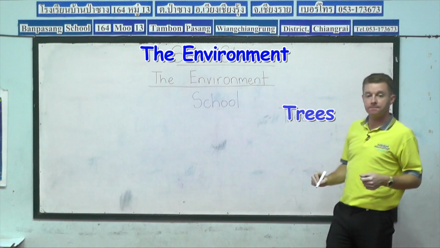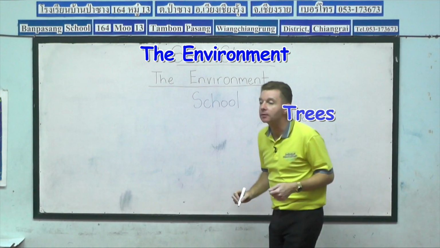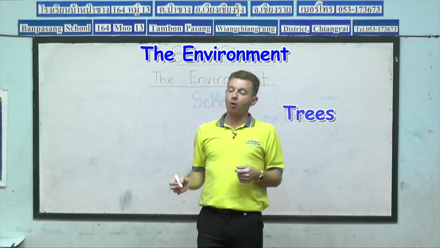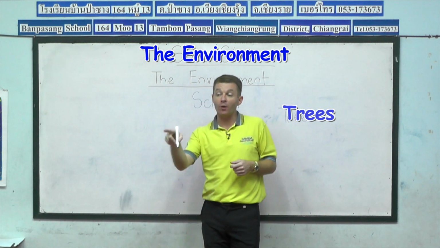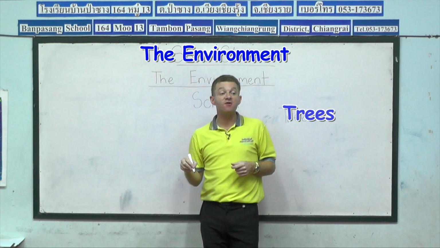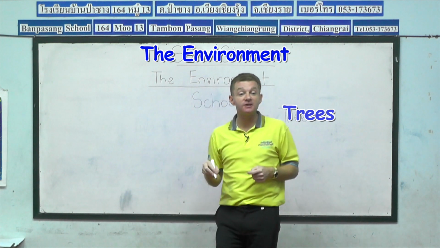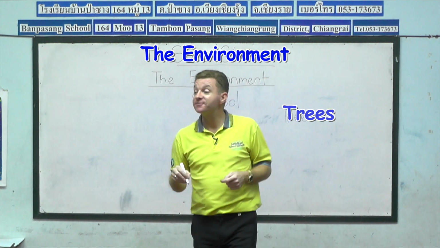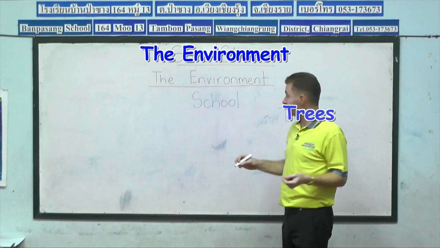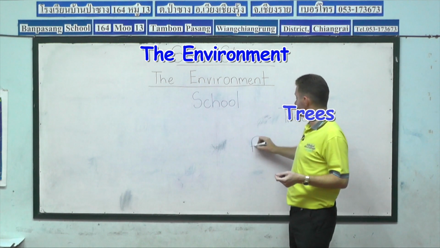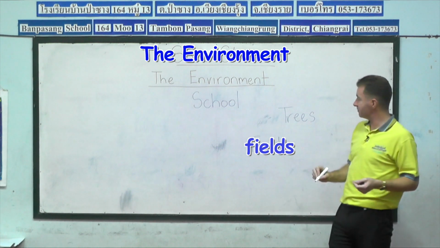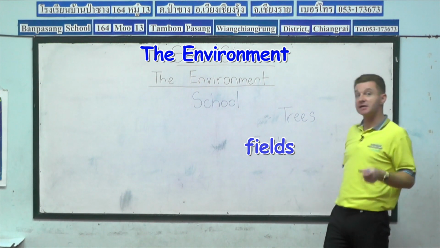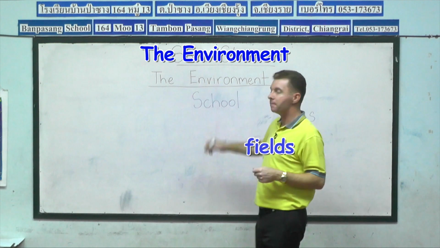Trees is a good one. Anything else? Yes, rice is growing, but where is rice growing? Rice isn't part of the environment, but where it grows is. Rice grows in the fields. So we've got fields where there are rice crops. Fields are an example of our environment. Trees and fields, natural. School, man-made.